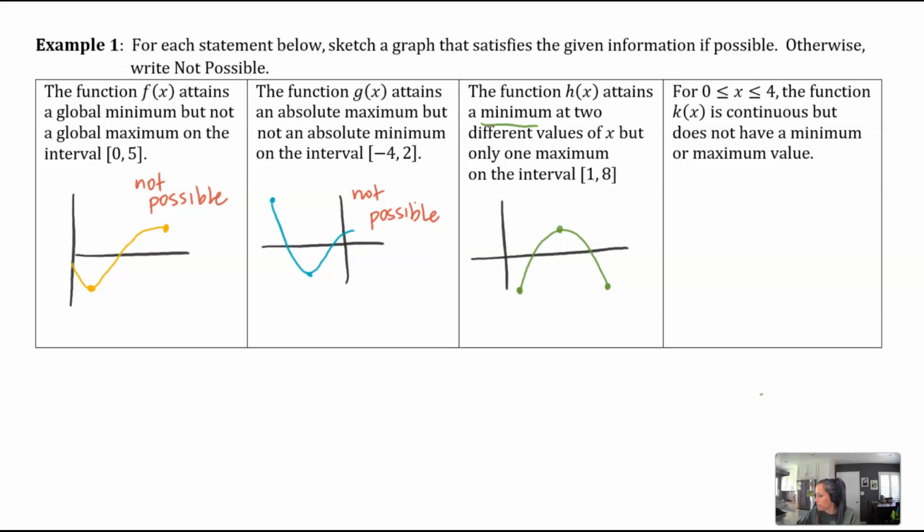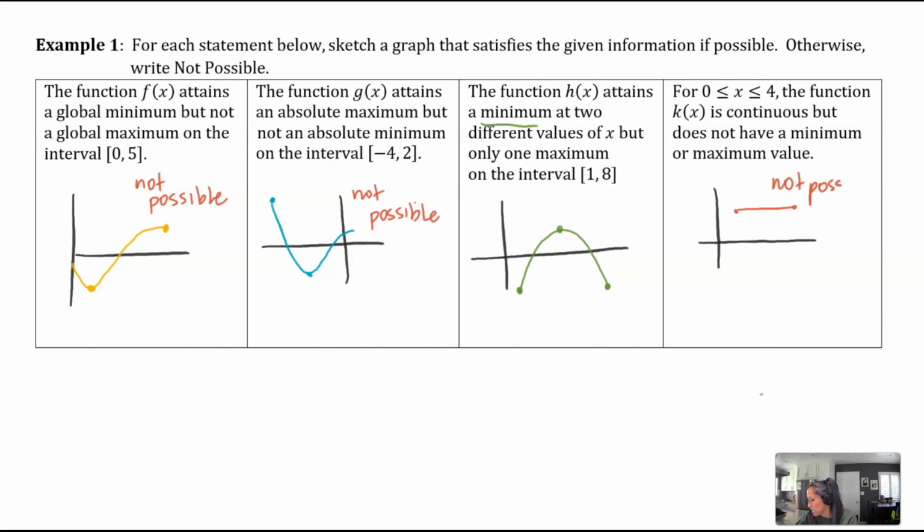Yeah, that's possible. All right, and then we have another interval from 0 to 4. It is continuous, but does not have a max or a min value. One thing you might try to do here, if you're being clever about it, is you might be like, well, what if it's a straight horizontal line? What about then? Then every value is a max and a min. So that's also not possible.